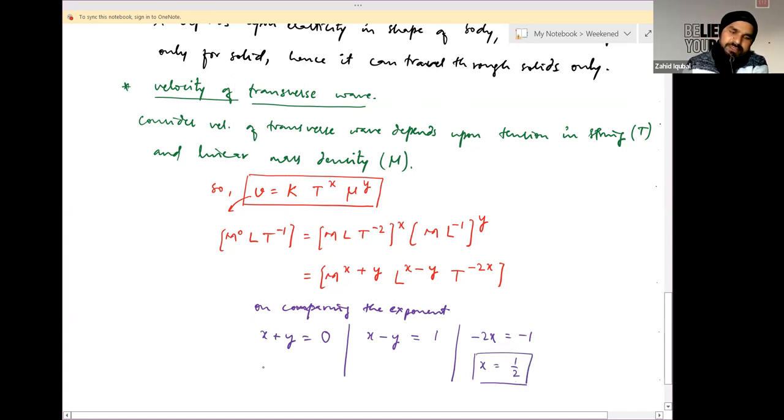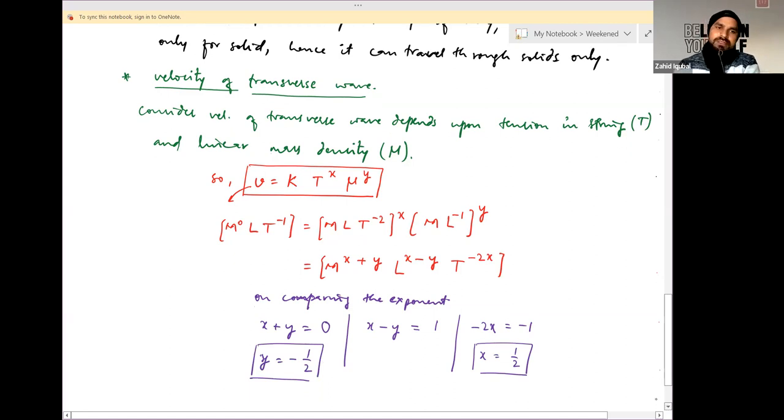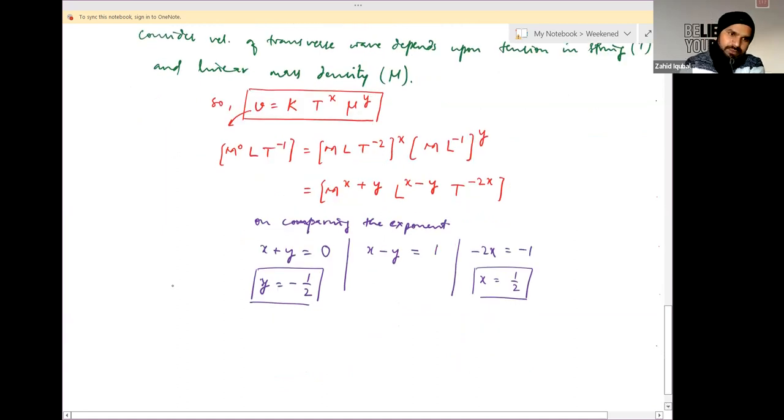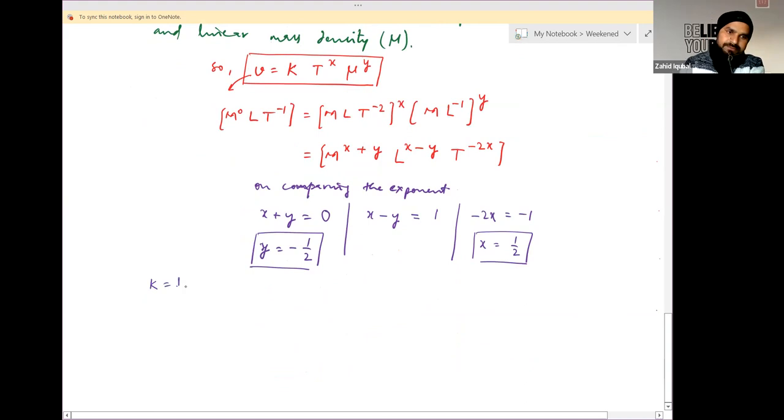So put this in the first expression, x is 1 by 2. So y will be equal to minus x, that will be minus 1 by 2. Now we have both x and y. Put this in the above expression, and experimentally it was calculated, k is equal to 1. So v equals 1 times T to the power x, which is 1 by 2, and mu to the power y, which is minus 1 by 2. This mu containing a negative exponent, so move it to the denominator. So it will be positive.